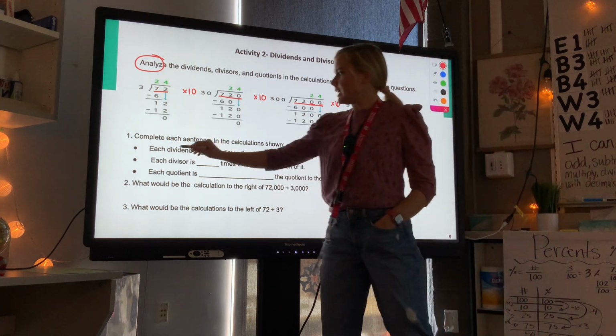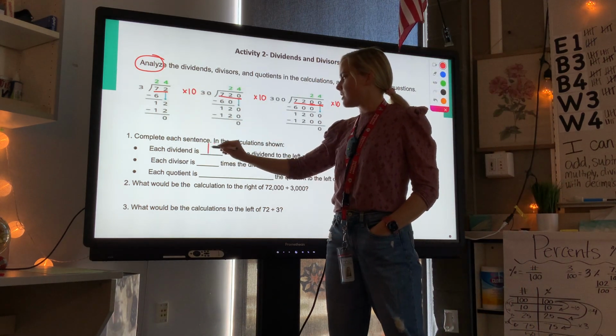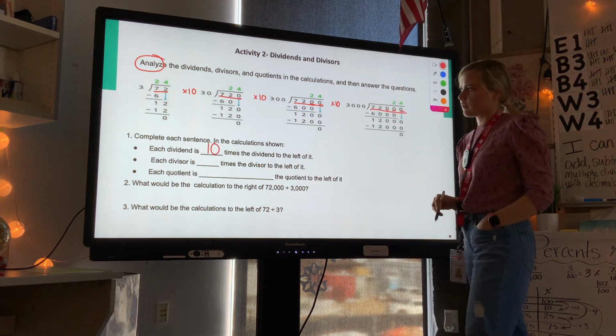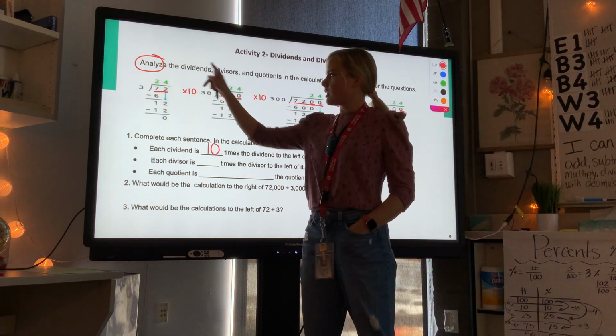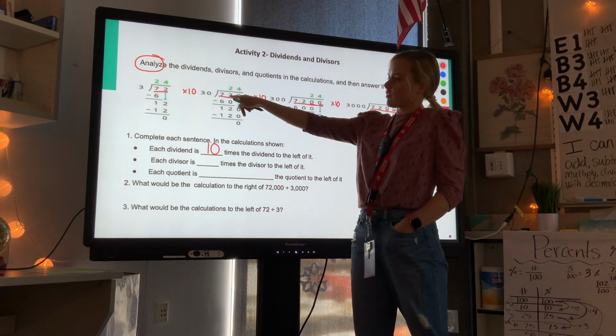So it says each dividend, meaning the number inside the box, is 10 times the dividend to the left of it. Okay, so 720 is 10 times as big as 72. 7,200 is 10 times as big as 720.